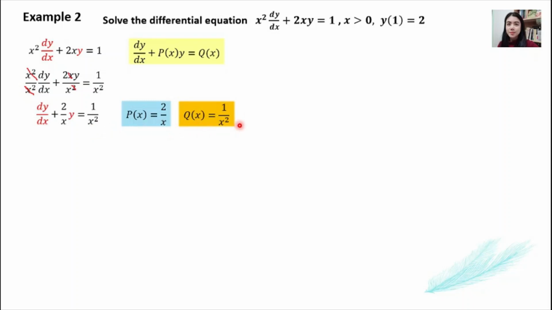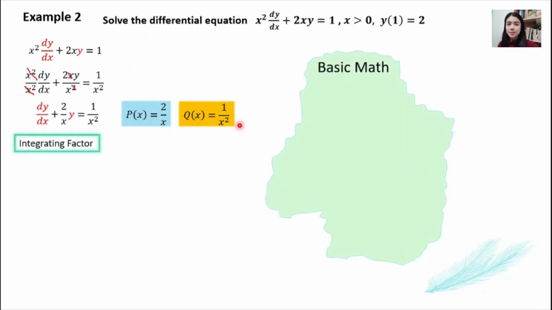The next thing that we're supposed to find is the integrating factor. But before we look at the integrating factor, let's look at some basic mathematics. Here we have e to the power of ln x. This is basically equal to x, because you can cancel the e and the ln together, so you have the answer x. The same thing happens for this one. You have e to the power of 5 ln x. You can bring the 5 inside, so you have ln x to the power of 5, and then you have the answer x to the power 5, where you cancel the e and the ln together. So this is the answer.